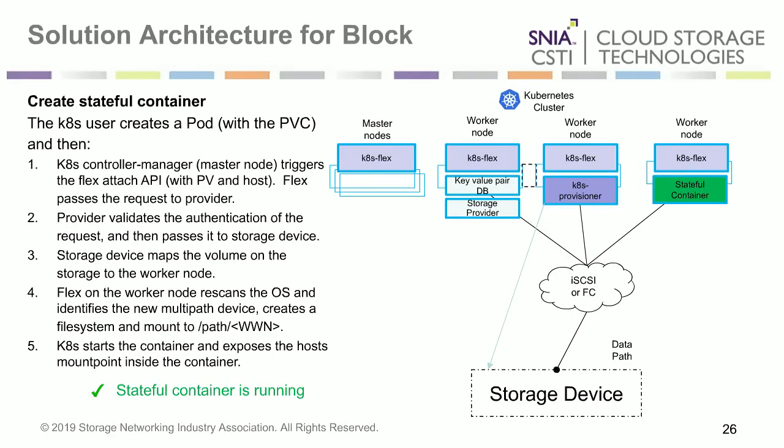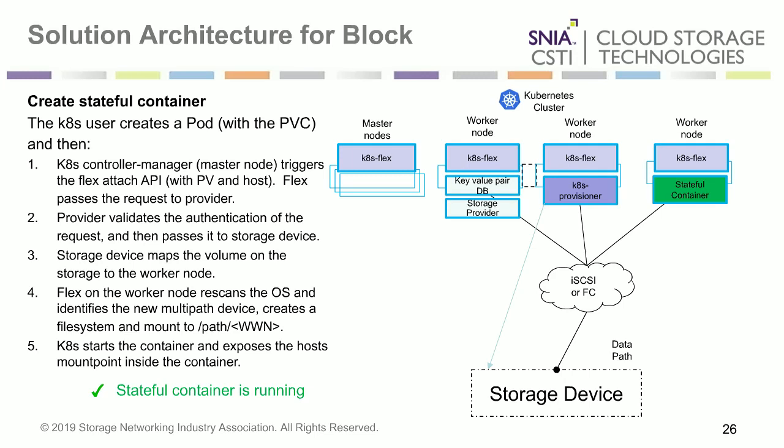So the next thing is we need to make use of that volume. So we're going to create a stateful container. What a developer does here again is create a container requesting use of that persistent volume claim. With Kubernetes, there's a controller manager that's going to do the master node attach. It's going to trigger the attach operation. So in this example, the last worker node in my cluster is going to be attached to.